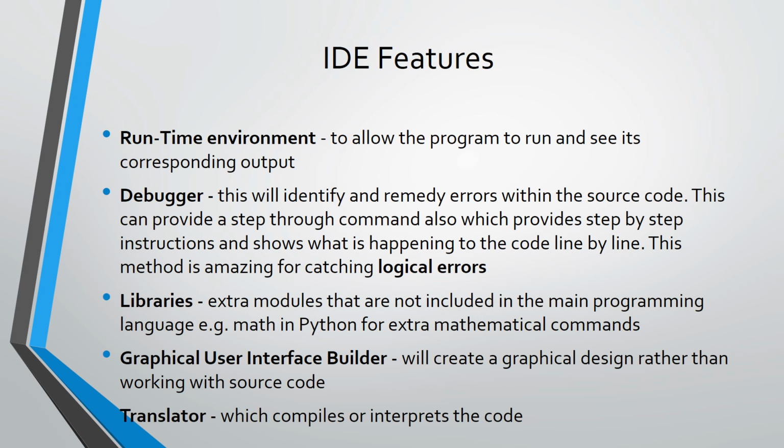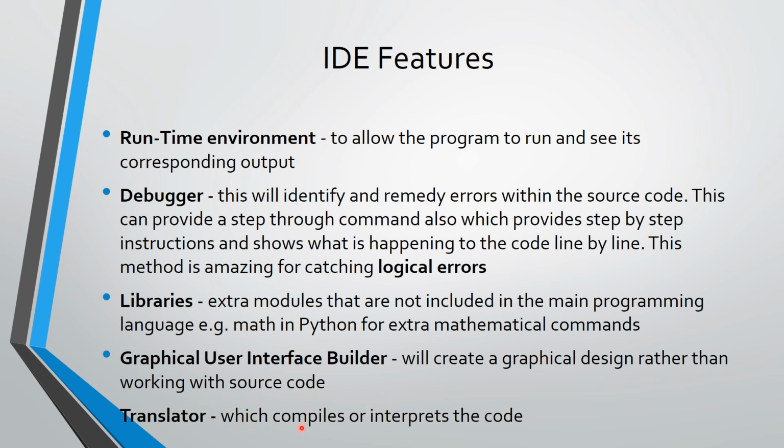Runtime environments allow the program to run so you can see its corresponding output. Debugger will identify and remedy errors within the source code. This can also provide step-through commands, which provide step-by-step instructions and show what is happening to the code line by line. This method is amazing for catching logical errors. Libraries provide extra modules that are not included in the main programming language, for example, math in Python for extra mathematical commands. Graphical user interface builder will create a graphical design rather than working with the source code.